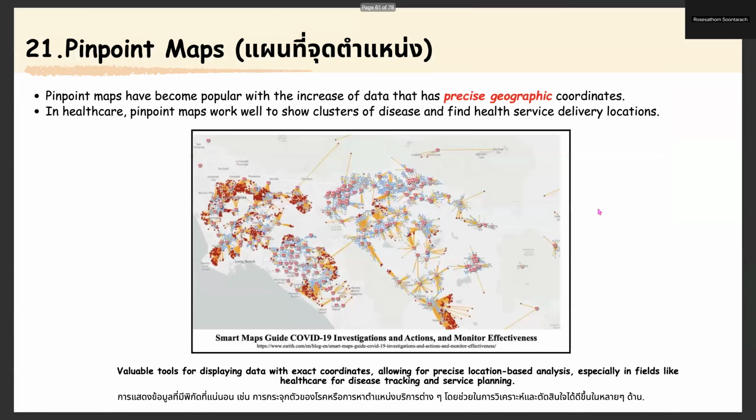Pinpoint maps. These have become popular with the increase of data that has precise geographic coordinates. In healthcare, pinpoint maps work well to show clusters of disease and find health service delivery locations. So this shows the smart map for the COVID-19 investigation and action and monitoring effectiveness.